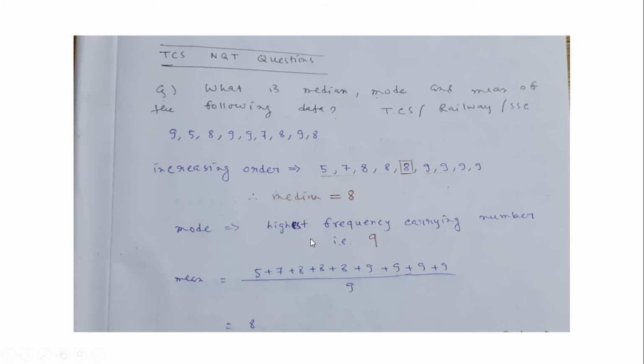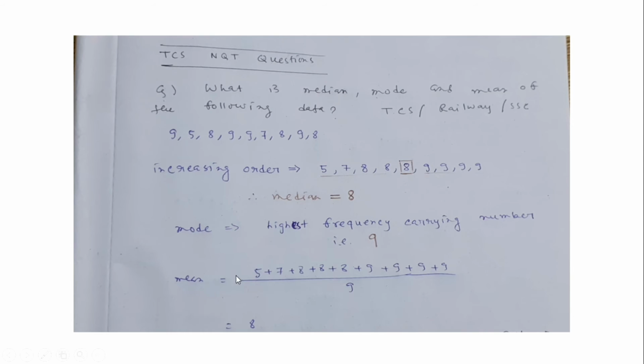And mode is the highest frequency carrying number. Mode is that which has the highest frequency in this sequence. So in this sequence we can see that 9 is occurring 4 times, 8 is occurring 3 times, and 5 or 7 are occurring only 1 time. So 9 has the highest frequency, so that's why here mode is 9.